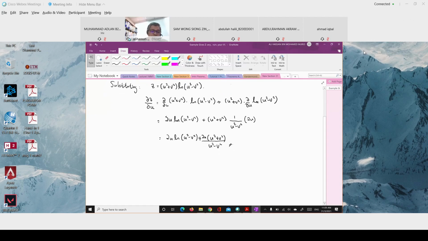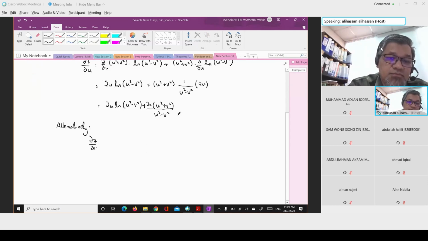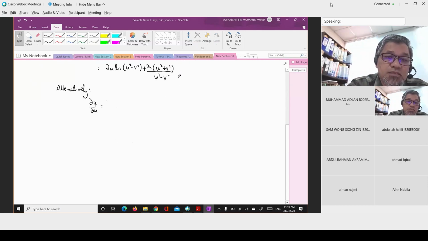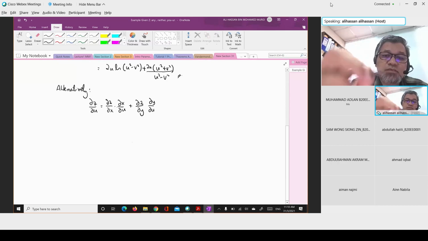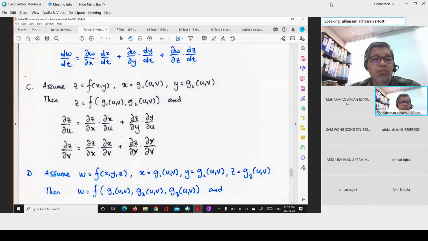Alternatively, we can make use of the chain rule that was shown earlier. You can also calculate z partial u using this chain rule: z partial x times x partial u plus z partial y times y partial u. Okay, using the formula that was shown here.